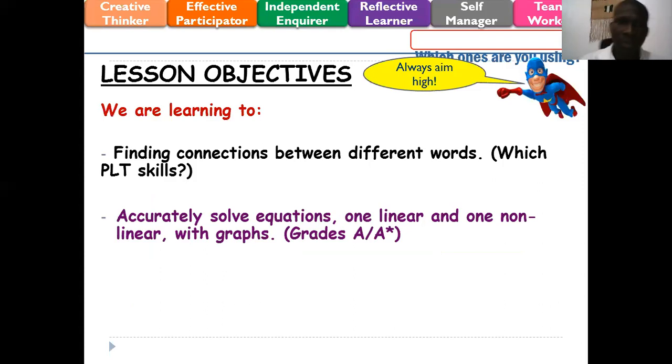Now, the objective is we want to solve accurately one linear equation and one non-linear equation with the use of a graph. I had said during the last lesson that you should come along with graph books to practice, but notwithstanding, after today's lesson, you can still get your graph book and practice.